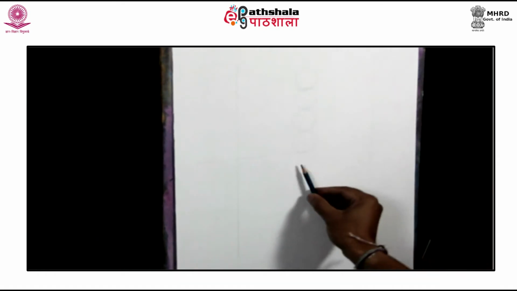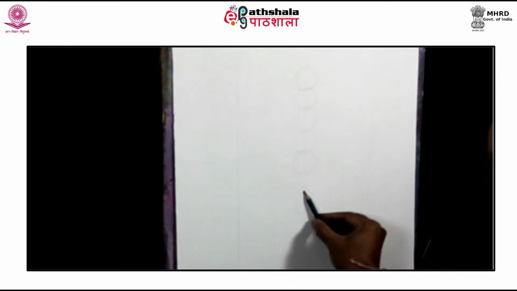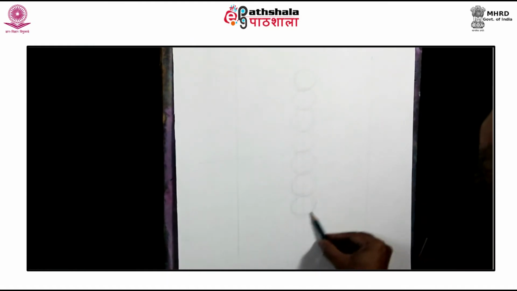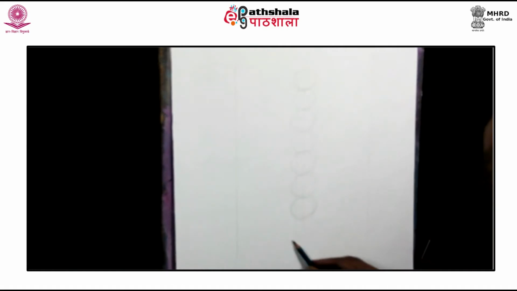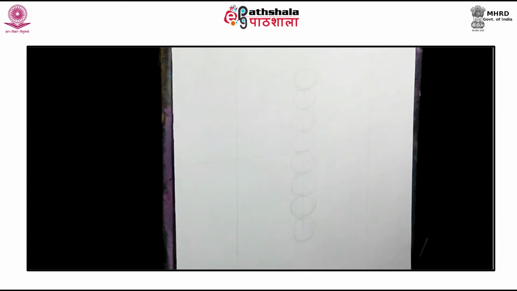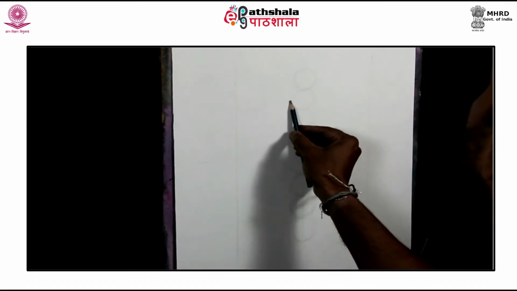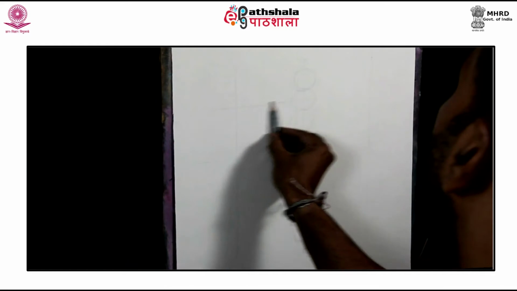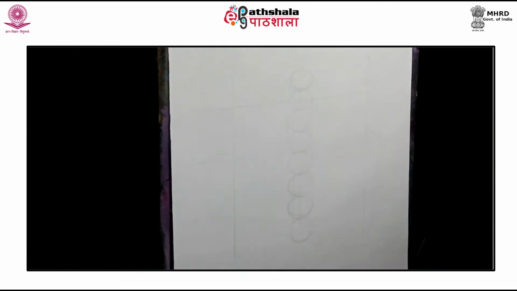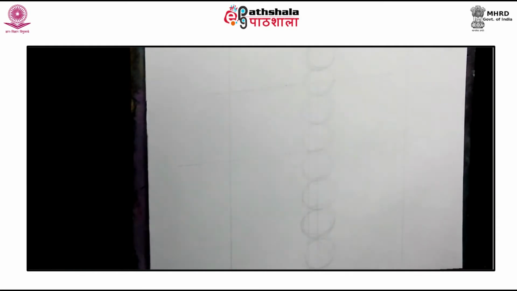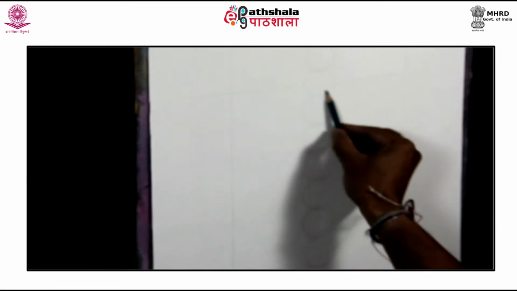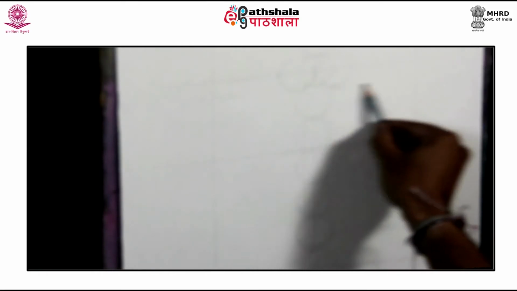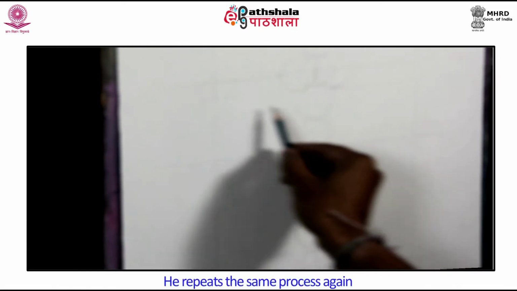Again, in a similar fashion, draw 7.5 heads and add horizontal lines to practice perfection in drawing a male human figure. Repeat the same process again.